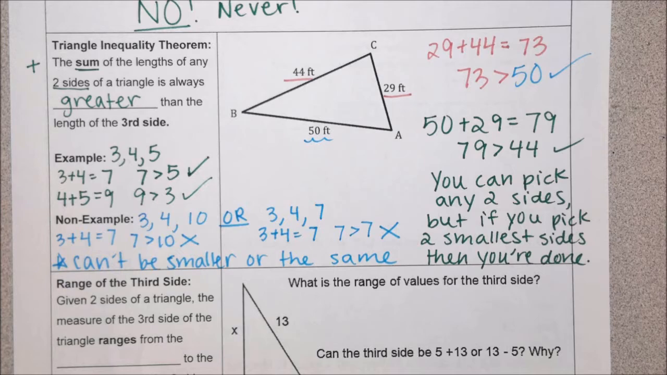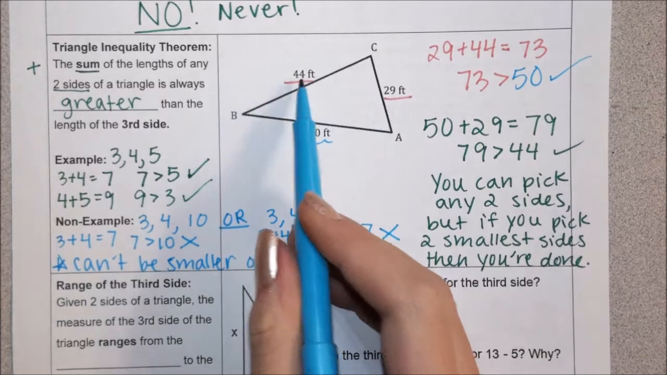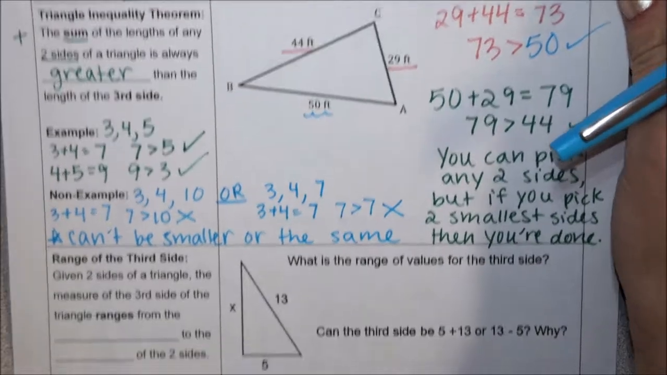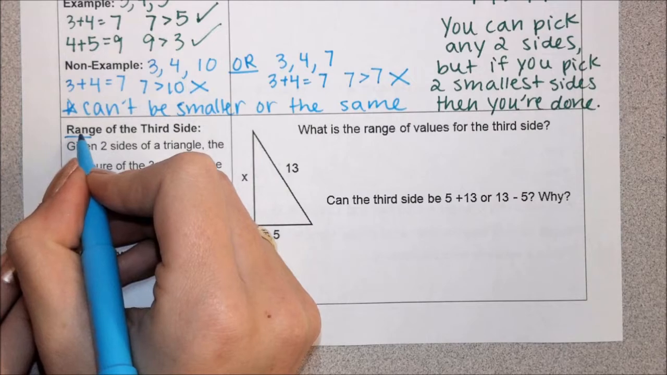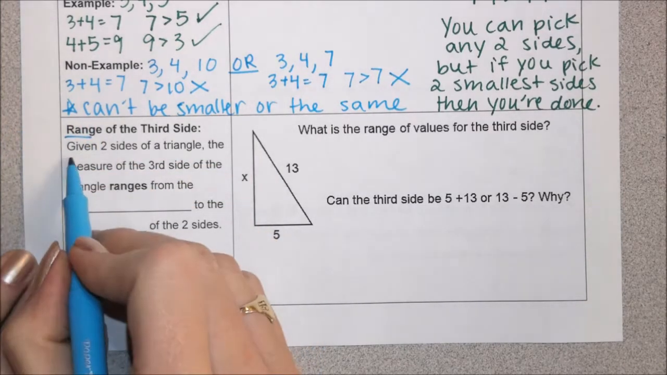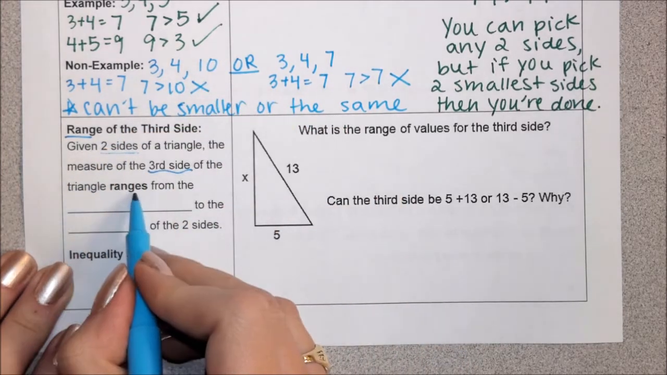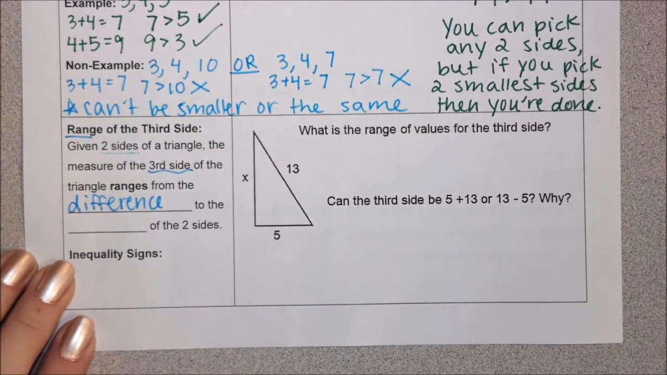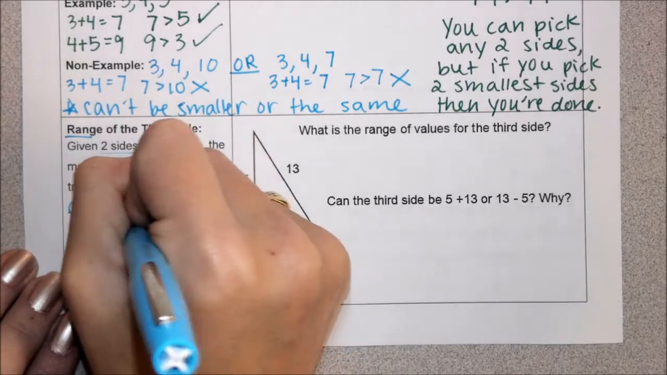Alright, that last piece of information that we need to know is the range of the third side. So the previous situation is when you're given three numbers and you need to just say yes or no if it makes a triangle. If we look at the bottom, the range of the third side, the range means from how small to how big. So if you're given two sides of a triangle, the measure of the third side ranges from the difference of the two numbers, so if you subtract them, to the sum of the two numbers. So then if you add them.